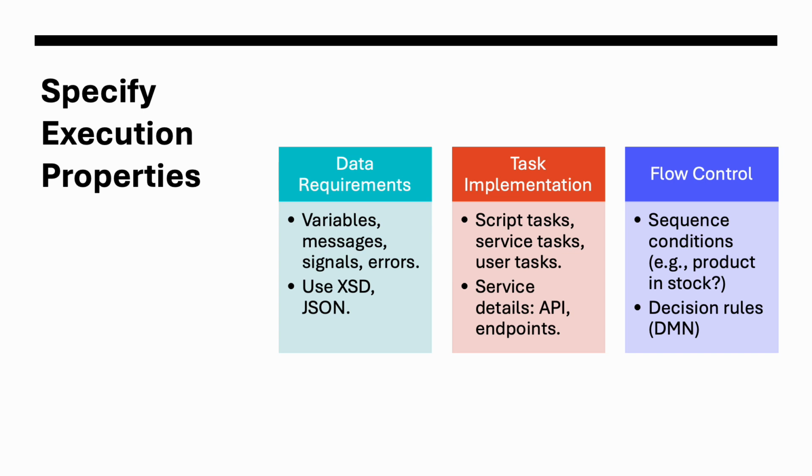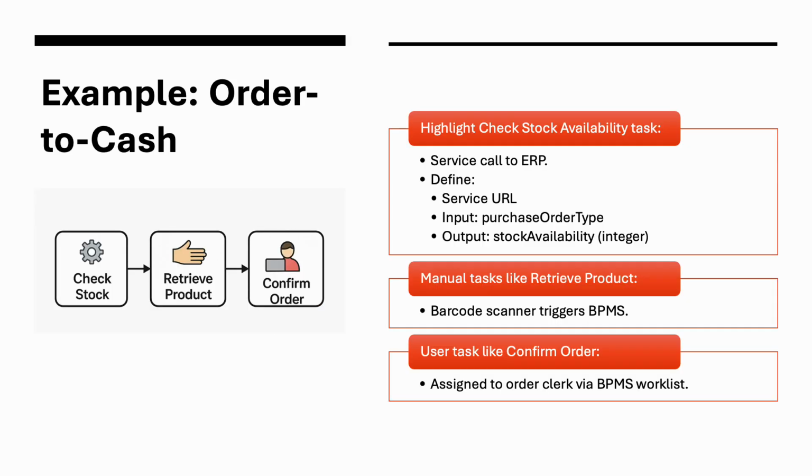For complex rules, we use DMN tables to define them separately from the process flow. Specifying these details turns our model into an executable process that the BPMS can manage efficiently. Let's bring everything together with the order-to-cash example.